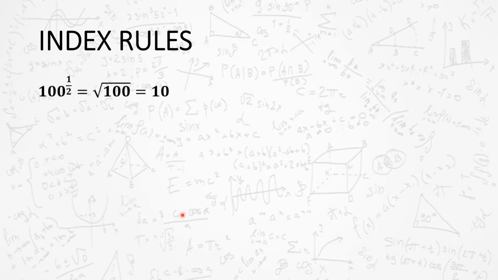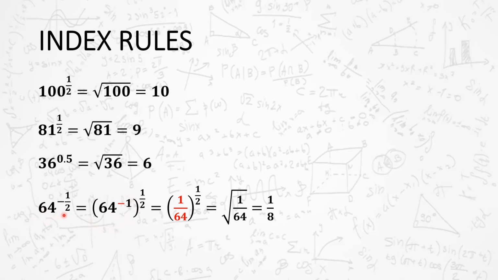Then we look at root. 100 to the power half equals square root of 100, which gives you 10, because 10 times 10 gives you 100. So the reverse process of that is your square root. So your answer is 10. Similarly, we have 81 to the power half equals square root of 81 equals 9. 36 to the power half, 0.5, equals square root of 36 equals 6.